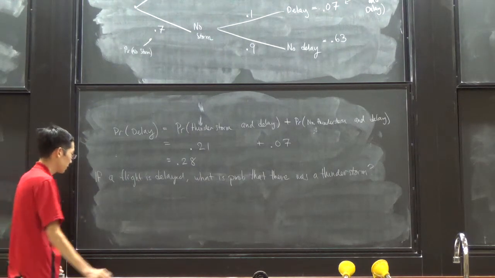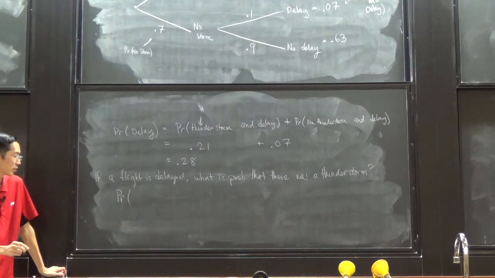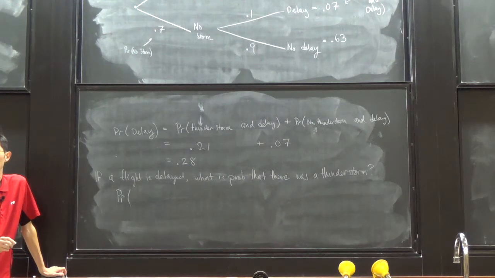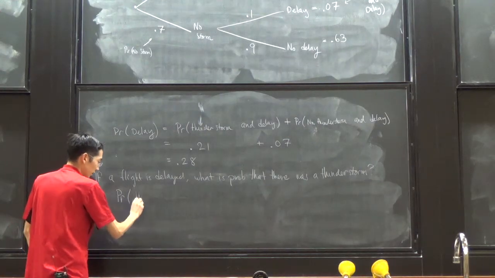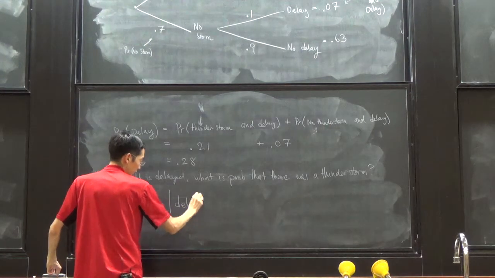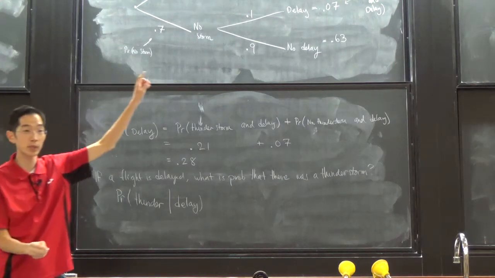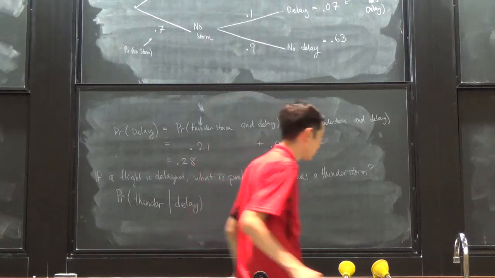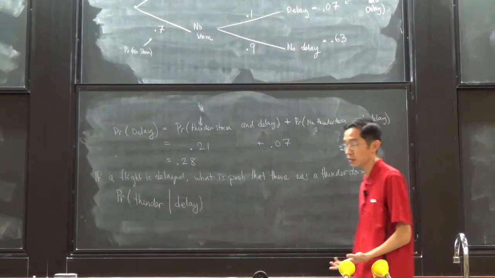How do we answer this? Okay, if I wanted to write this as a probability, this would be written as what? Probability of a thunderstorm given a delay. Notice this is different than probability of delay given a thunderstorm. This time, the given piece of information is that there has been a delay, and now what we are wondering is, was there a thunderstorm or not?